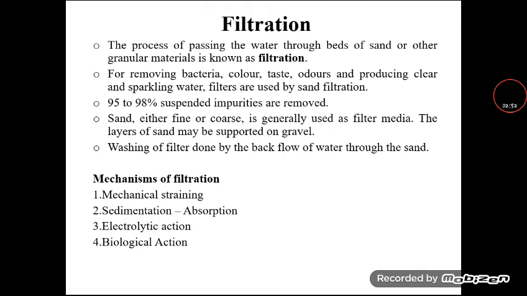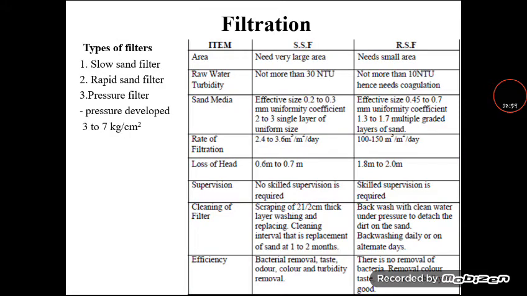These are the theory of filtration, which is behind the filtration process. There are two types of filtration: the first one is slow sand filtration, and the next one is rapid sand filtration. Another one is pressure filters, which are applicable for water which is flowing under high pressure. The difference between the slow sand and rapid sand filter is given in the tabulation.